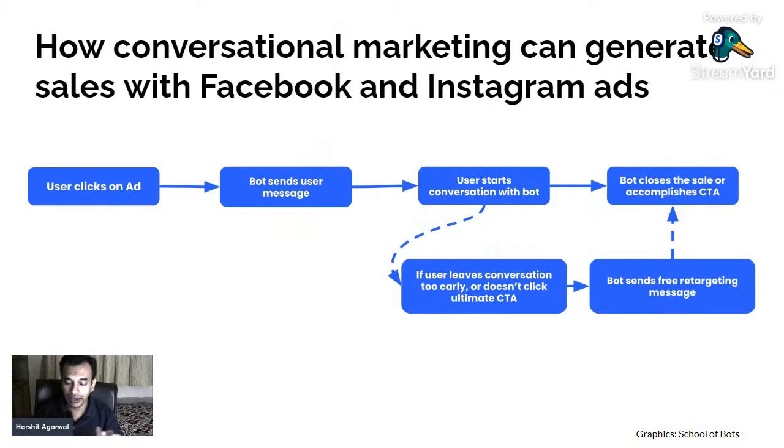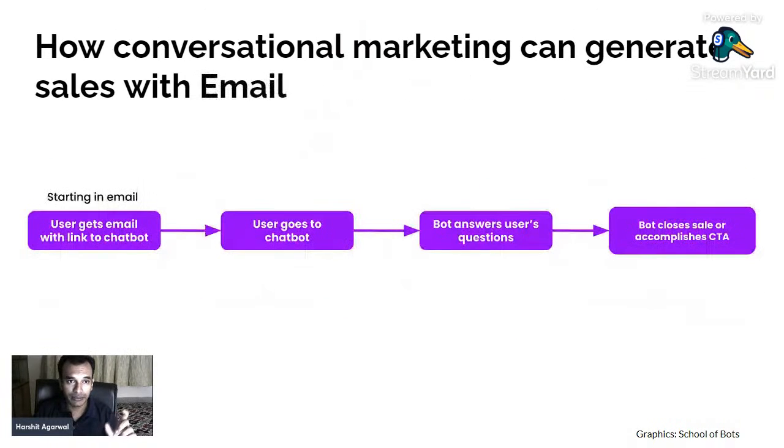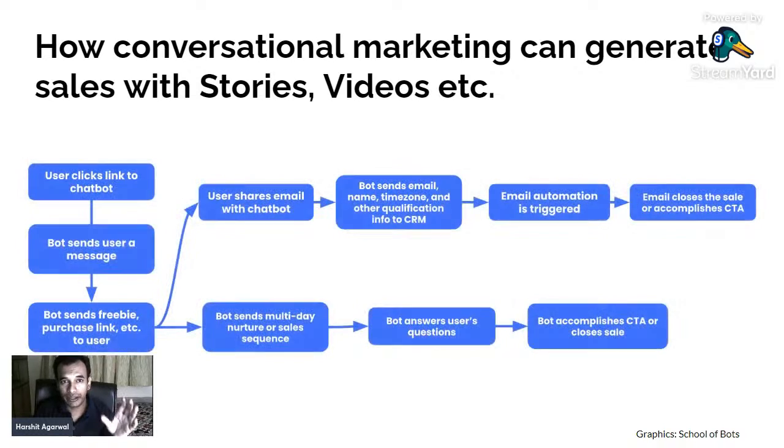So to summarize, I covered how to generate sales with email. You place a link to the chatbot in the email and get a conversation started with your email subscribers. You can generate sales with stories and videos. If you have YouTube subscribers, if you're posting Facebook or Instagram stories, even LinkedIn posts, then you can place links to the chatbot and get a conversation started from these links, and then you can build trust, provide value, and accomplish the sale.